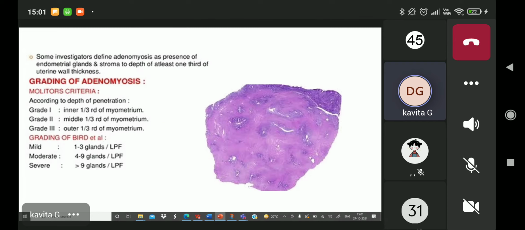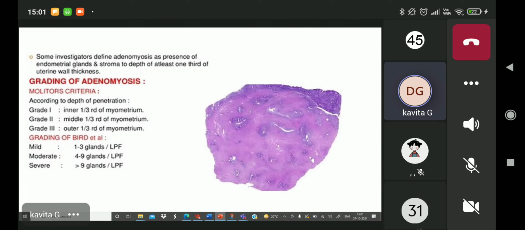So some investigators have actually given some definitions. What is the criterion to diagnose this? You have to have endometrial glands and stroma to a depth of at least 1/3 of the uterine wall thickness. That means, whatever your uterine wall thickness is, take 1/3 of that, and anything beyond that 1/3 is adenomyosis.